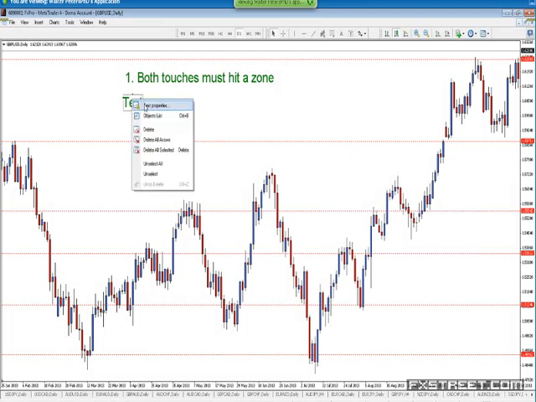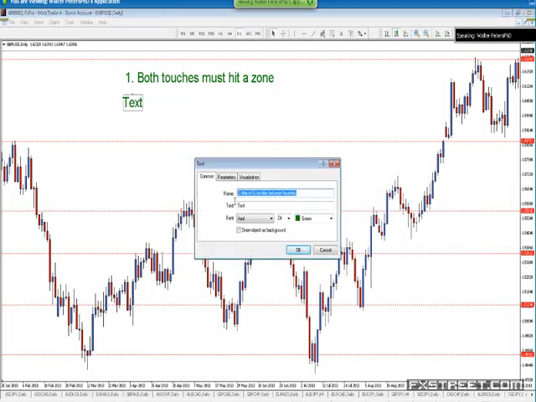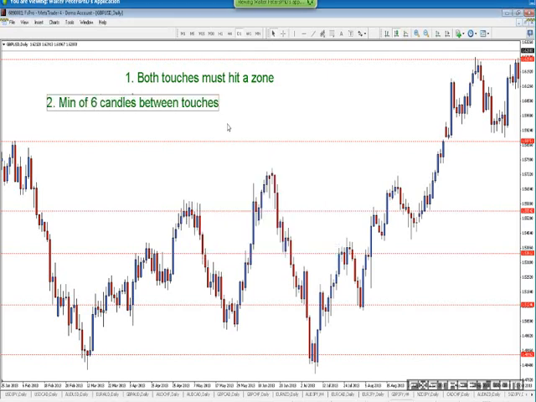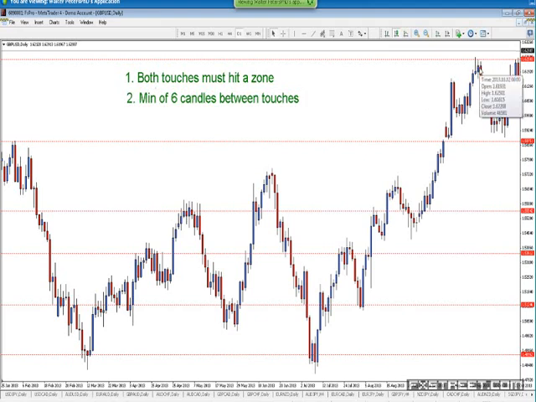Okay? Oh, I just messed that one up. Whoops. I put the wrong thing in there. Okay. So number 2 is a minimum of 6 candles between touches. What do I mean by that? Well, when the market touches our zone, how many candles print away from the zone?